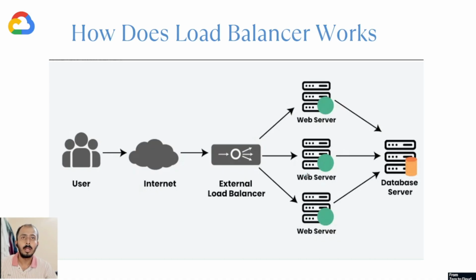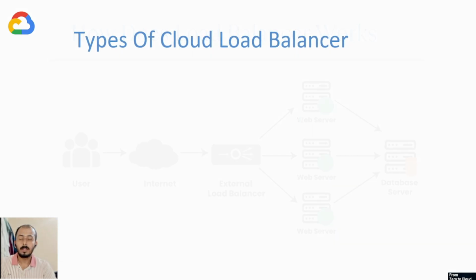Let's take a scenario where web server 2 is not healthy, like it went down due to some reason. So it went to unhealthy status. So what will the load balancer do? It will then route the traffic from web server 2 to web server 3 or web server 1.